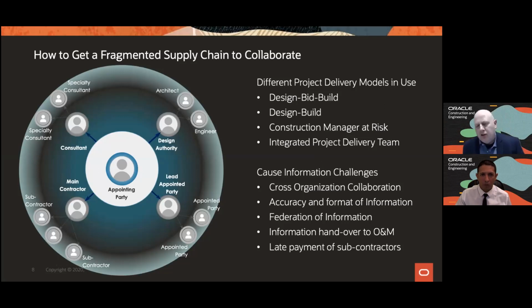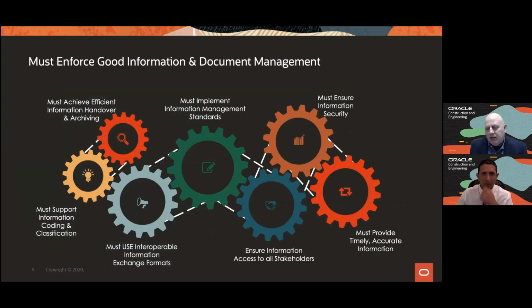There's not a single type of construction contract that's used throughout the world. There are design-bid-build contracts, design-build contracts, construction manager at risk, integrated project delivery team. There's no one model that fits all sites. That makes communication a challenge. And these communication and information management challenges are what we need to be able to address with collaboration technology like Oracle Aconex.